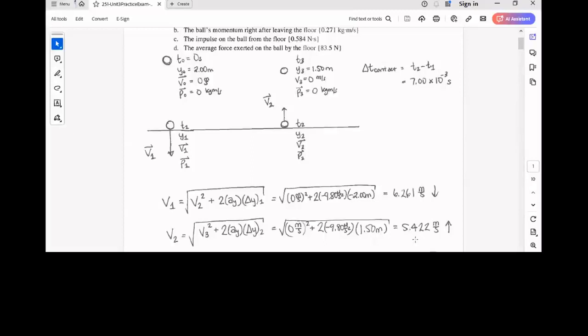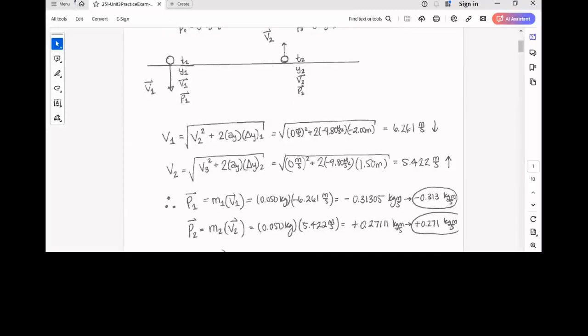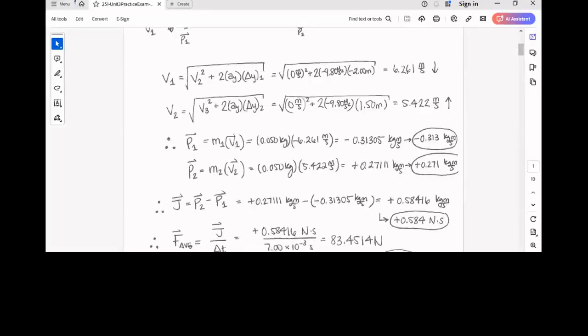And then finally, I do the same thing for V2, and I get a different velocity, 5.422 meters per second up. Part of the reason those velocities are different has to do with the fact that the ball bounces, so it experiences some distortion. But knowing V1 and V2 means that we can figure out the momenta P1 and P2. I'm just taking the mass of the ball times the velocity in each case, paying attention to the sign, and I end up with negative 0.313 kilogram meters per second for the momentum at time 1, and positive 2.71 kilogram meters per second for the momentum at time 2.